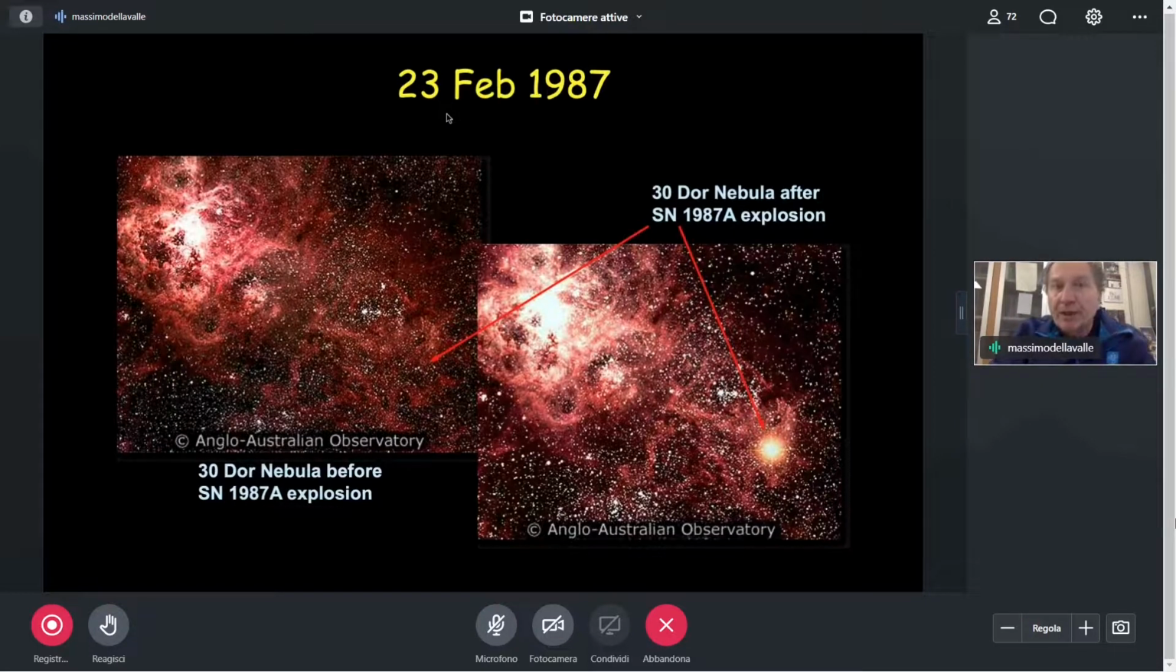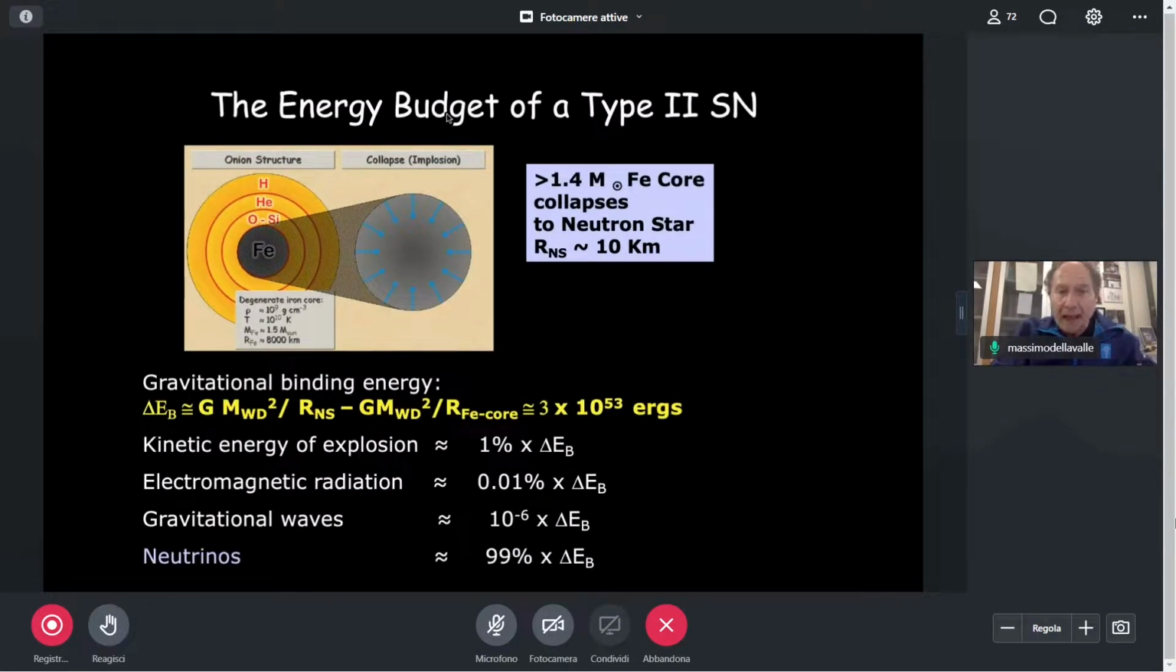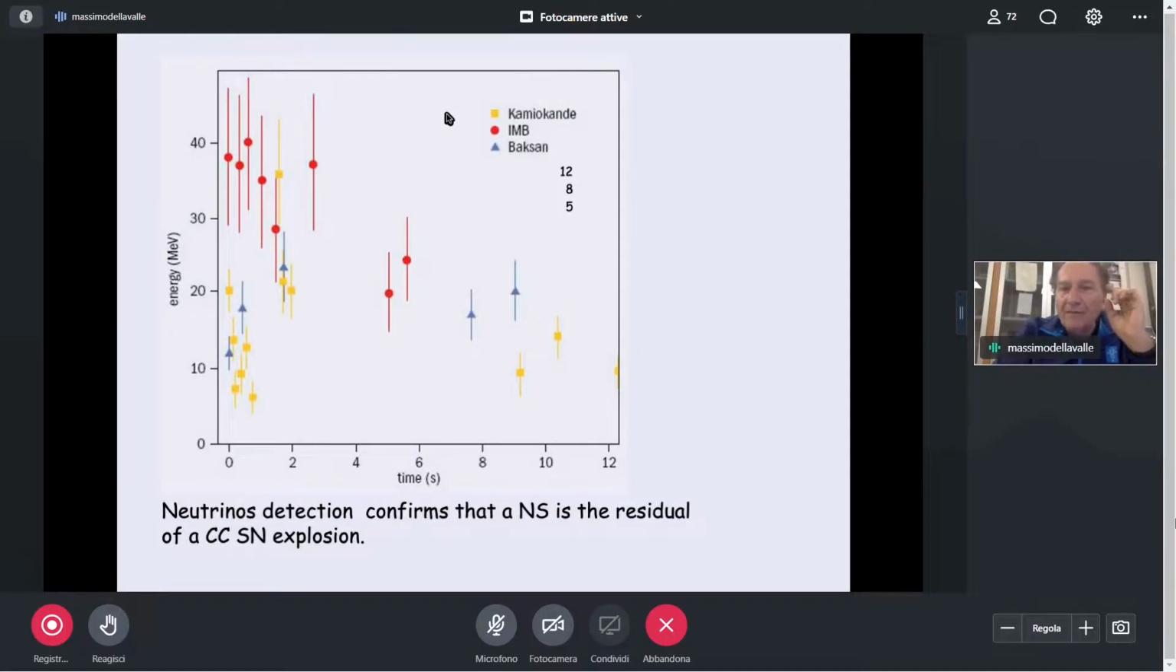An important step occurred on February 23, 1987, when a supernova exploded in the Large Magellanic Cloud. The energy budget associated with this kind of explosion is of the order of 10 to the 53 ergs, and 99% of this is emitted as neutrinos. If you make a rough computation, you can estimate that supernova 1987A emitted about 10 to the 58 neutrinos. Well, only 25 of them were detected, but that was enough to confirm the late stages of stellar evolution, in other words, that a neutron star was the residual of a core collapse supernova.